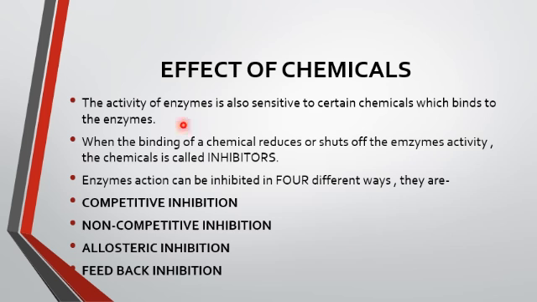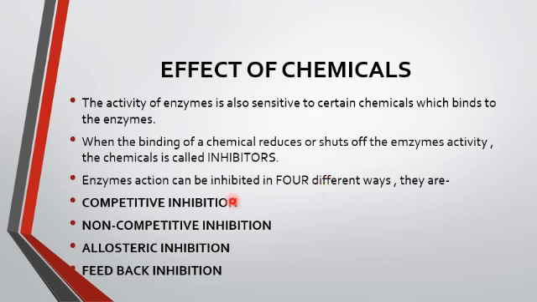Next, a very important one is the effect of chemicals. The activity of an enzyme is also sensitive to certain chemicals which bind to the enzyme. When the binding of a chemical reduces or shuts off the enzyme activity, the chemical is called an inhibitor. So enzyme action can be inhibited in different ways.